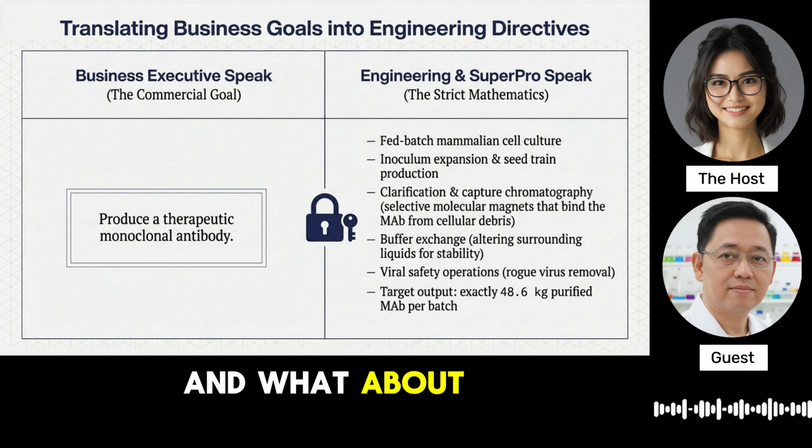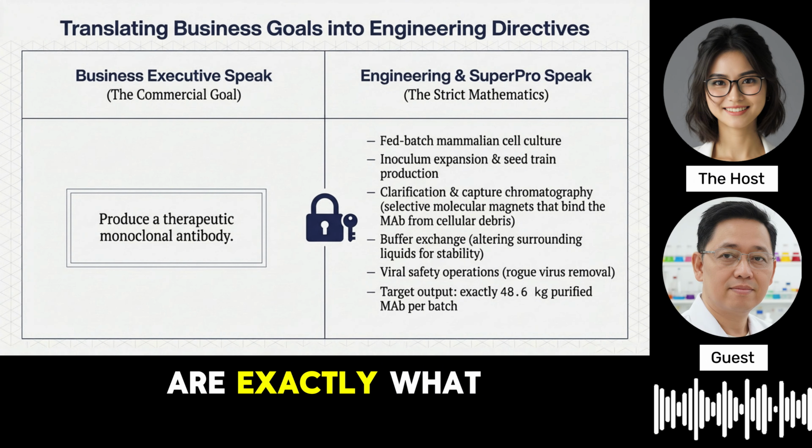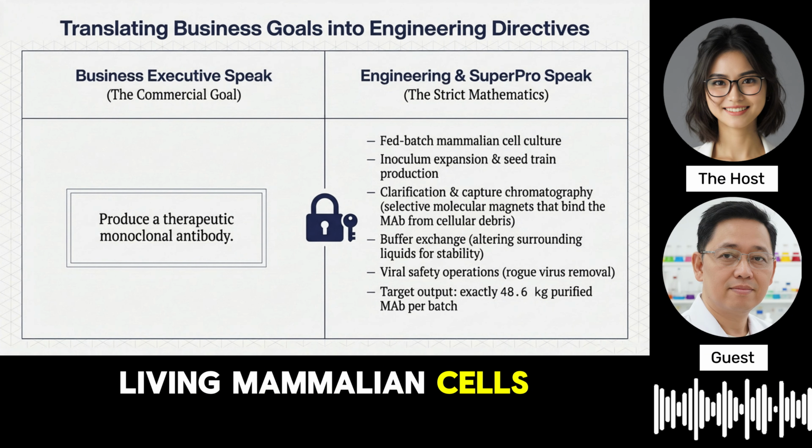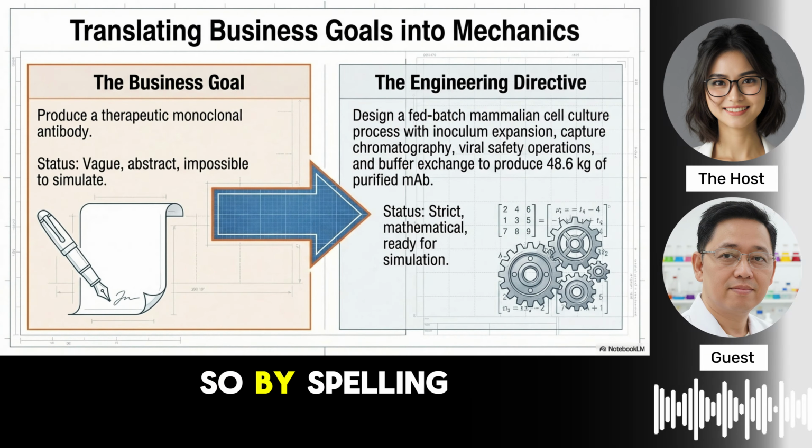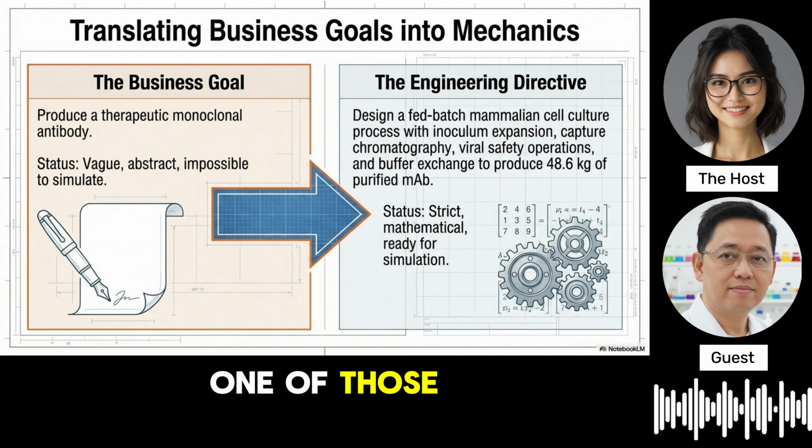Oh, wow. And what about buffer exchange and viral safety? Buffer exchange is simply swapping out the liquid the drug is floating in for a new liquid that keeps the protein stable. Got it. And viral safety operations are exactly what they sound like. Strict filtration or chemical steps designed to destroy or remove any rogue viruses that might have infected the living mammalian cells during production. So by spelling out every single one of those mechanical steps, the software finally understands the physical reality of what we're trying to achieve.